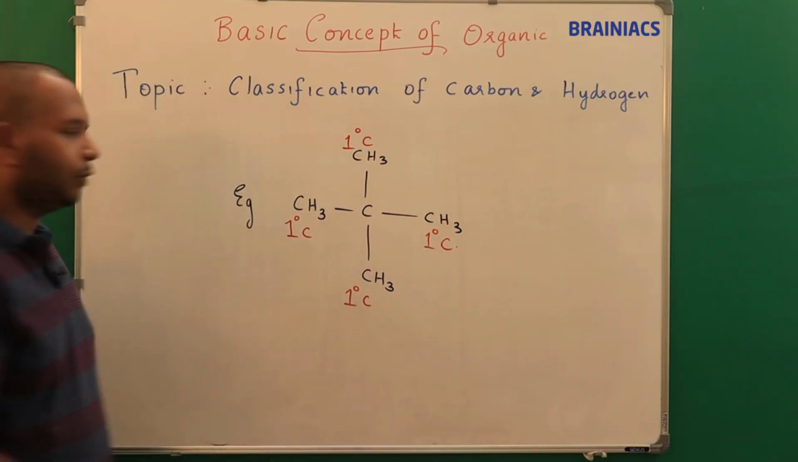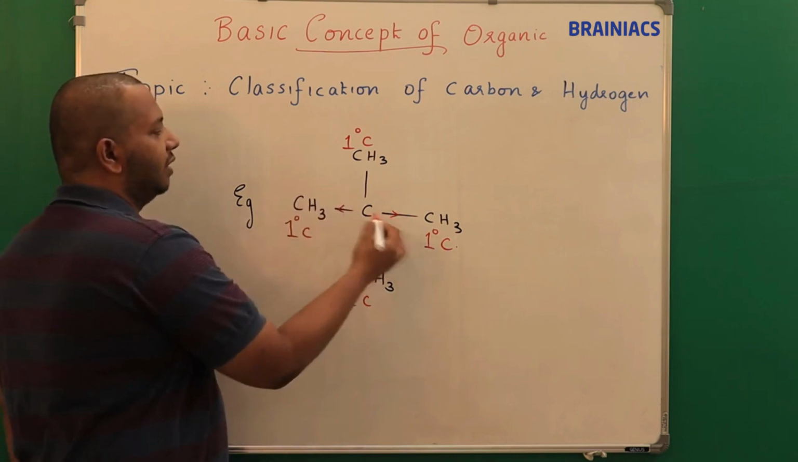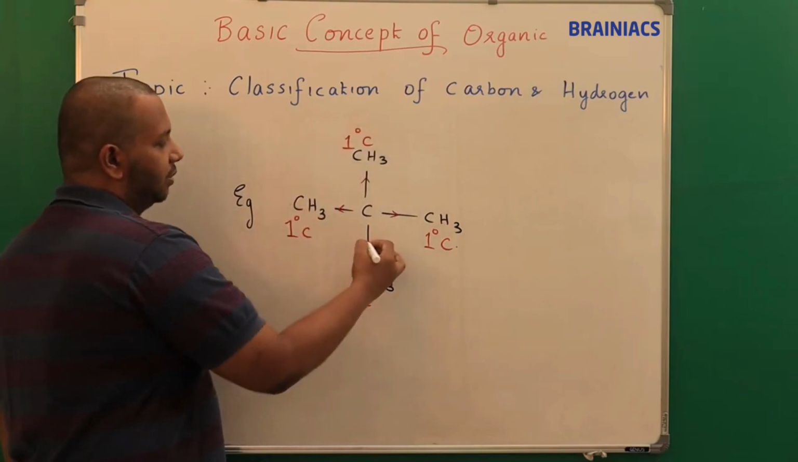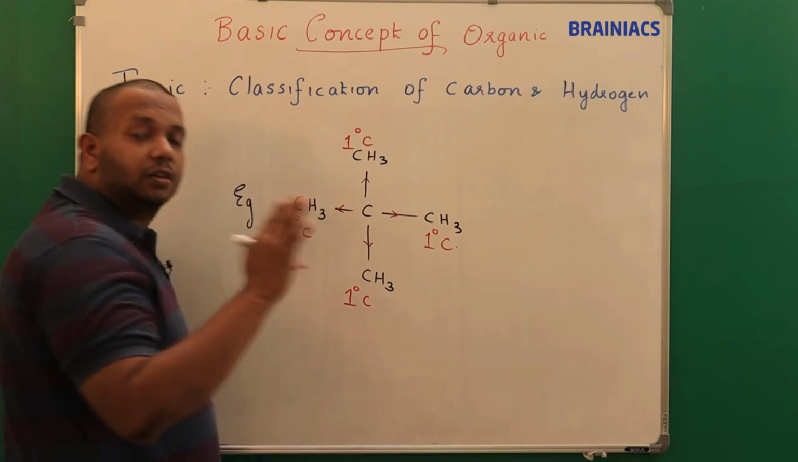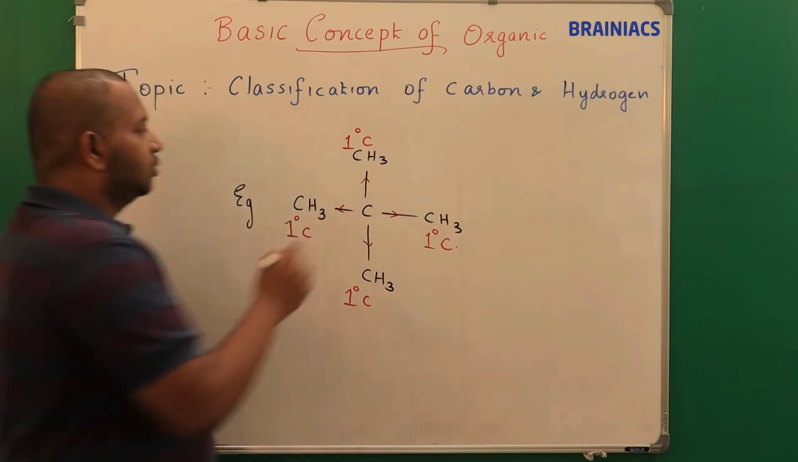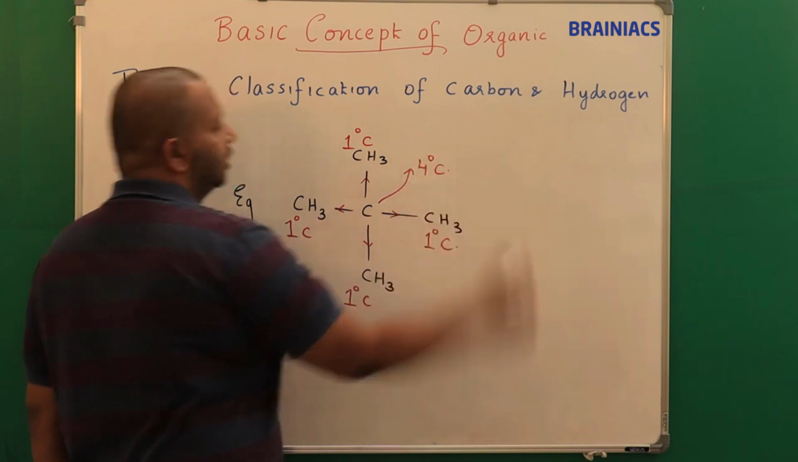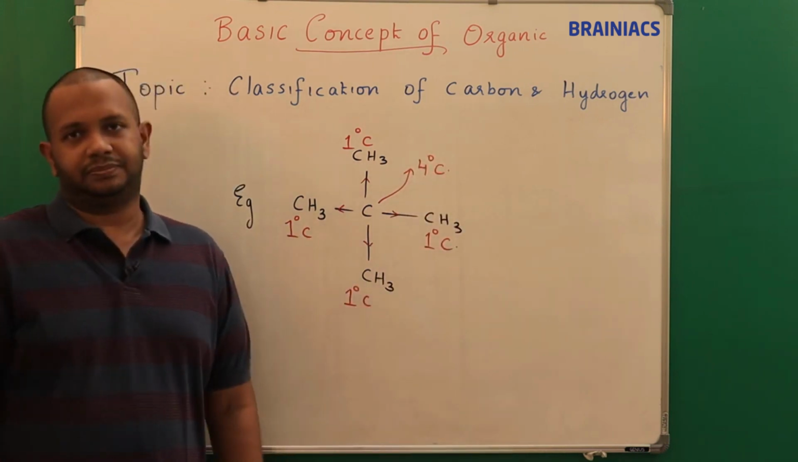Correct? Now we focus on the central carbon atom. This is connected to one carbon atom. Its another valency is connected to another carbon atom. Its third valency is also connected to another carbon atom, and the fourth valency is also connected to another carbon atom. That means it is connected to 4 other carbon atoms. So what sort of carbon should this be? It is called 4 degree carbon, or it is also called quaternary carbon atom.